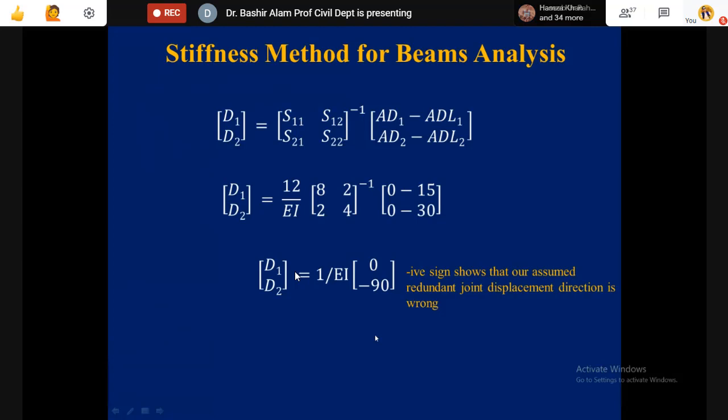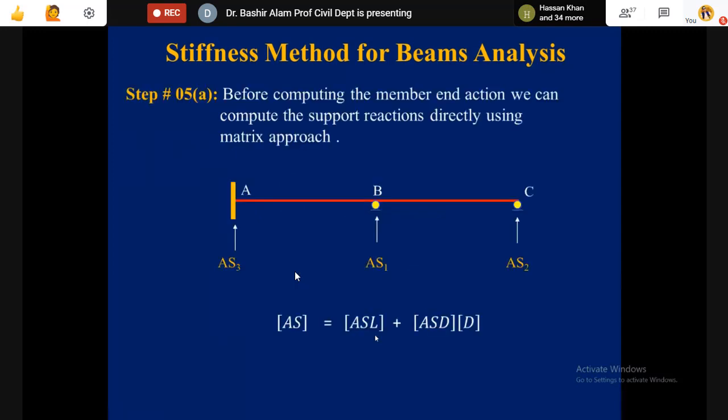Negative sign shows that our assumed sign displacement is in the wrong direction. Yeah, okay. After this now, we go and we are finding out the support reactions now.